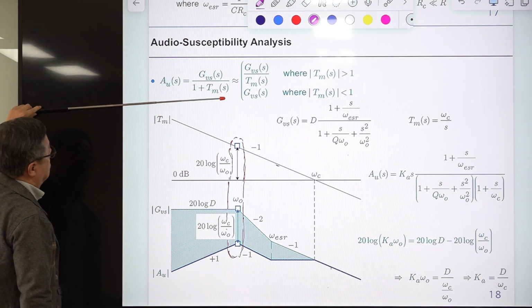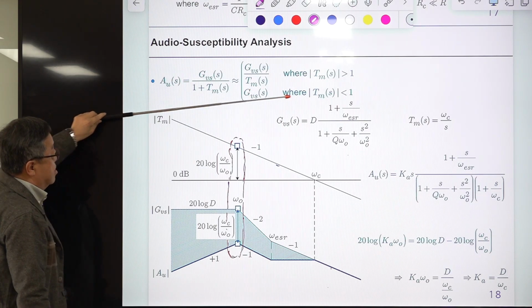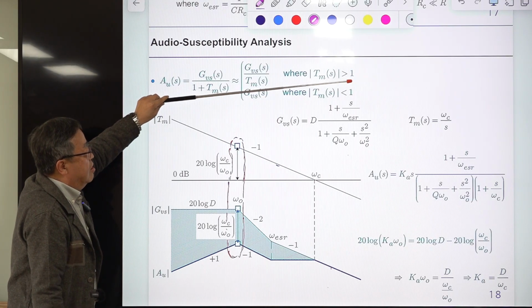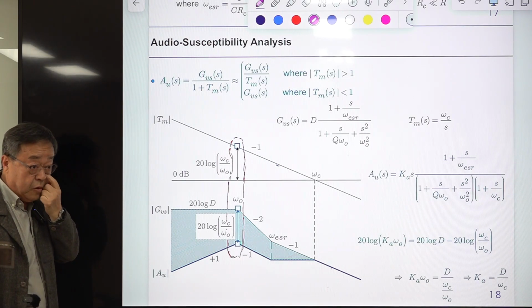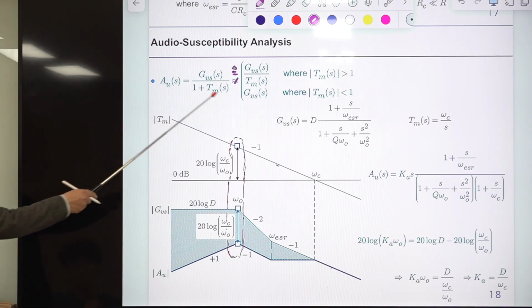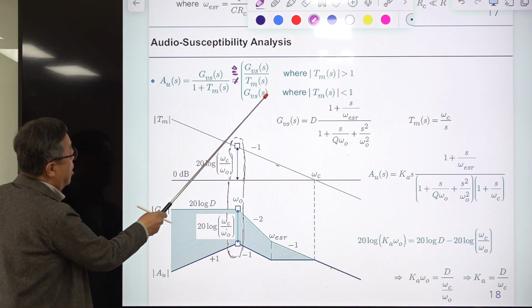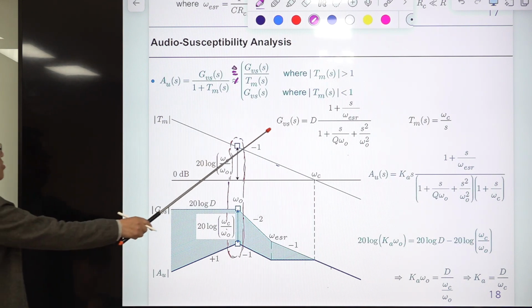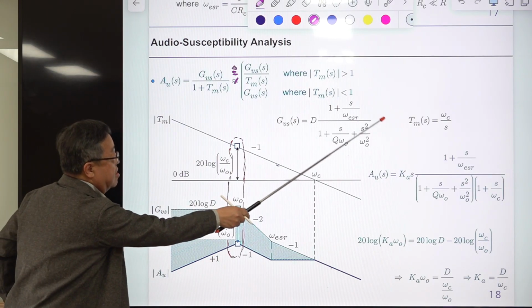This is the expression of audio susceptibility, and you have two different expressions. This is valid for the frequency range where T(s), the magnitude of loop gain, is larger than 1. Okay, this is not an approximation, this is a definition. We define that this can be expressed by two different expressions, one valid here and another valid here. And the G_bs expression is this one, and we assume this T(s) is this one.